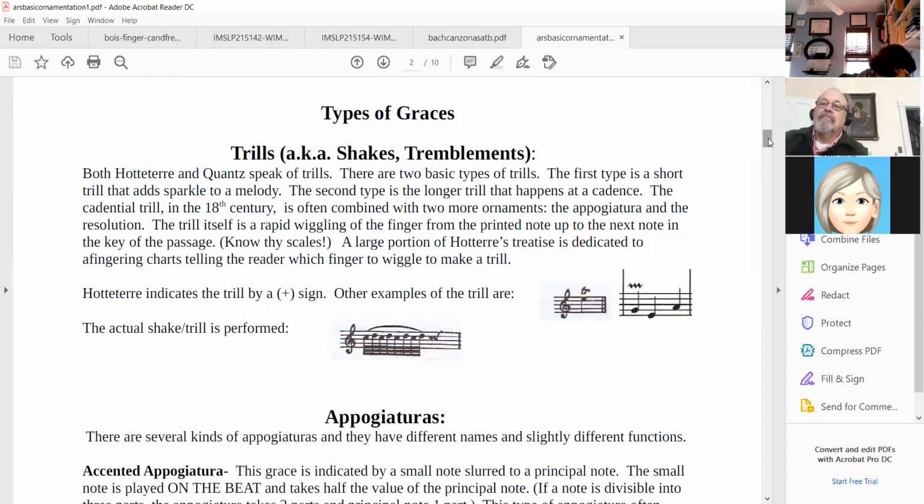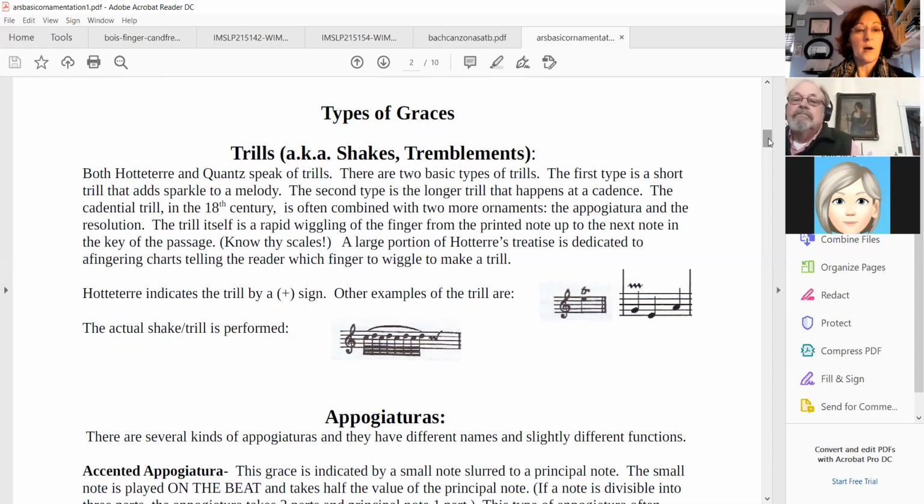A large portion of Hotteterre's treatise is dedicated to fingering charts for how to make the trills. Question: if it happens in a measure where you have an accidental, would you trill up to the accidental or ignore it? In most cases, you'd go to the accidental if it happened after the accidental appeared. Sometimes they'll even put the little sharp or the little flat next to the trill sign to let you know you're going to that note.